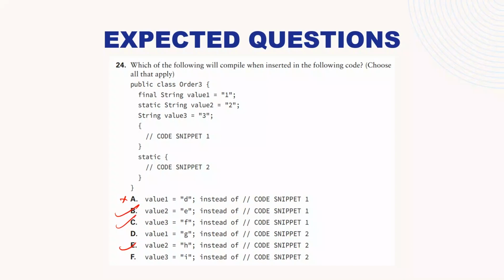Now value3 is an instance variable. Options D and F do not compile because a static initializer does not have access to the instance variables. Now let's take this example. We know that a normal instance method can access a static method, right? But the vice versa is not possible. Similar is the case here. So that's why D and F are not going to work in this case. So answers are B, C, and E. I hope that is clear, guys. Let's move on to the next question.